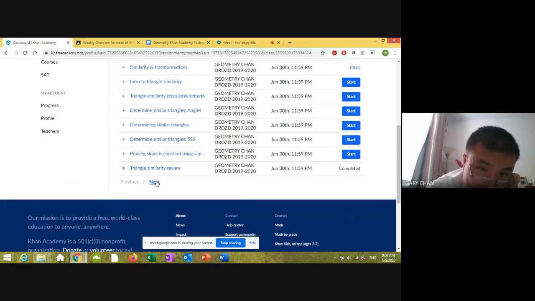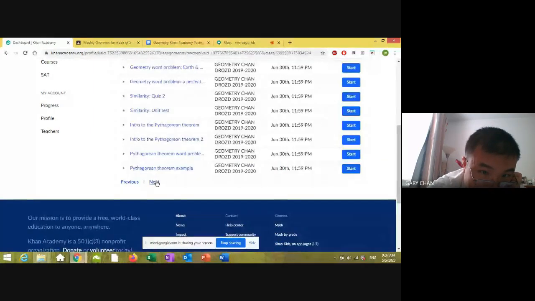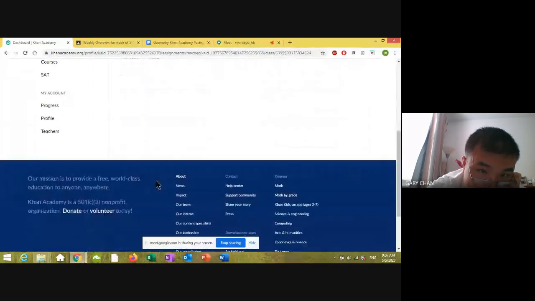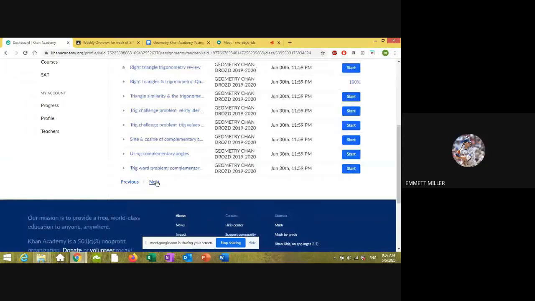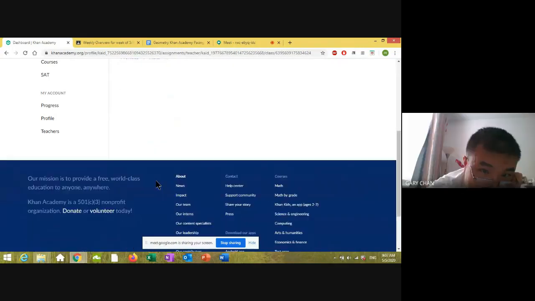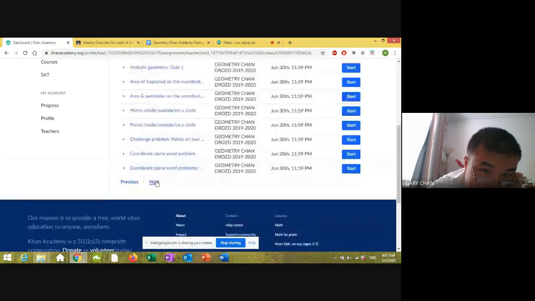So we're going to hit next once, twice, 3, 4, 5. Wait, what happened to all the stuff? We're skipping over a lot of stuff. 7, 8, are we going to come back to it? 9, 10, 11, 12, and 13. Emmett, yes, we are going to go back to it.